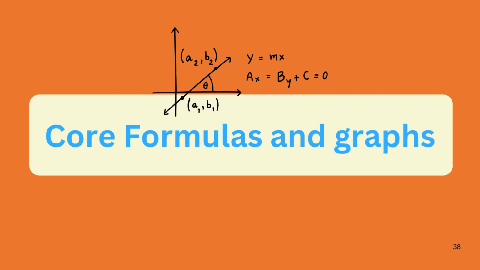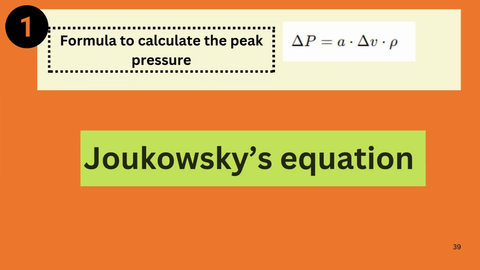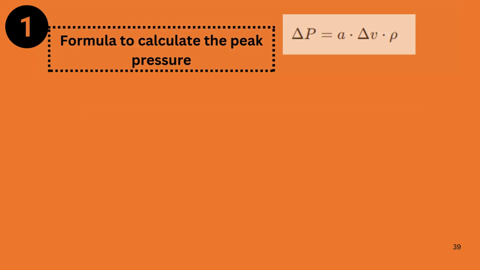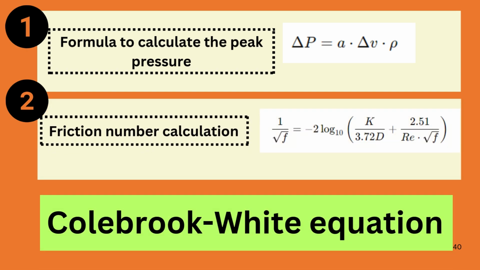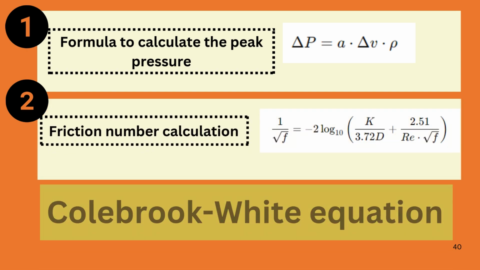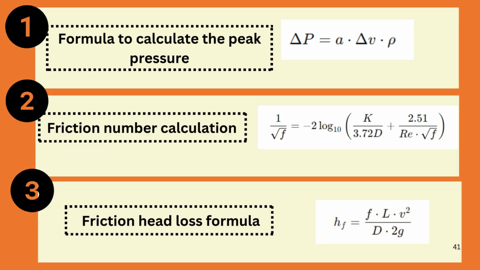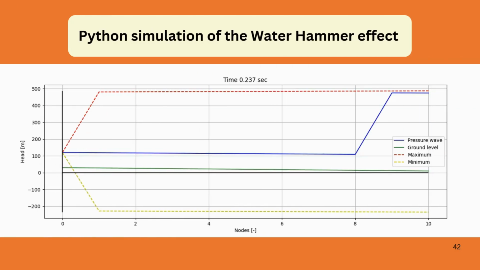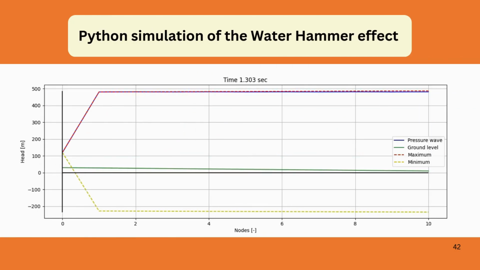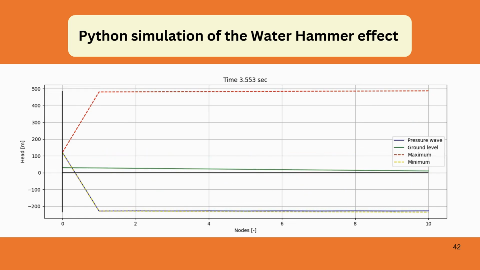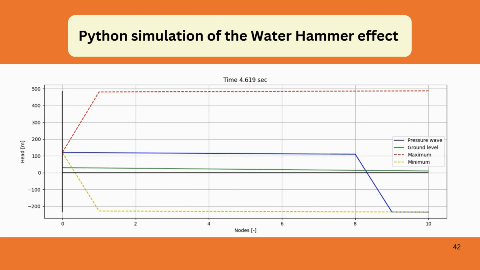Okay, let's dive into the equations behind the water hammer problem. The first equation, known as the Joukowski equation, calculates the pressure surge caused by a sudden change in flow velocity. And the next formula, the Colebrook-White equation, helps us to determine the friction factor in the pipe. And the third formula calculates the frictional head loss along the pipe, which is a result of the internal resistance. Then let's take a look at the Python simulation of the water hammer effect. In this visualization, we can see how a sudden valve closure creates a pressure wave that propagates through the pipe.